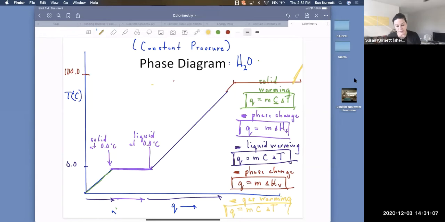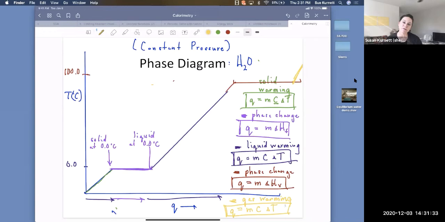Okay, so there's a pattern here. If there's temperature change, Q equals mc delta T. If there's a phase change, Q equals m delta H. Each of those C's and each of those H's have a different physical value. The only one you're expected to know is the C for liquid water, but all the other ones you would be given.